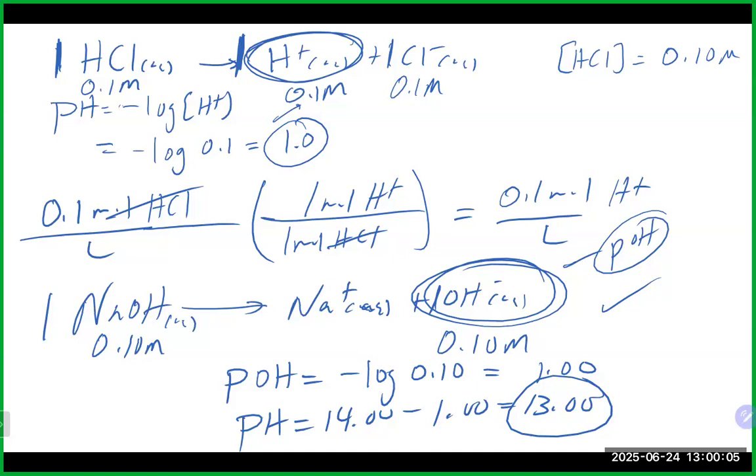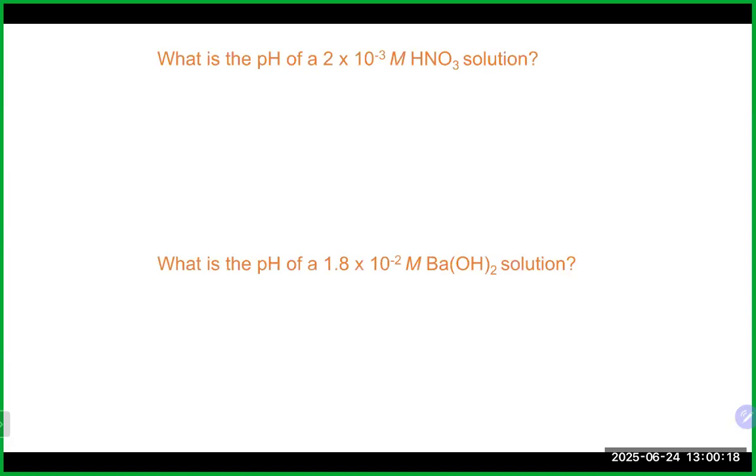So sometimes they may actually give you a formula for an acid or base rather than just generically the H plus, H3O plus, or OH minus concentration. Any questions on that there? All right, so why don't you try that for each of these? What is the pH of each?